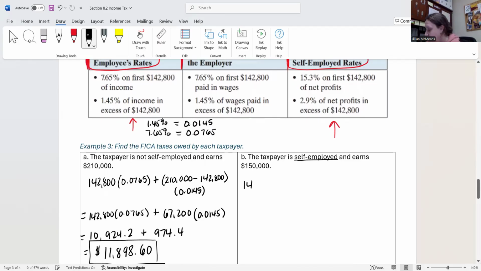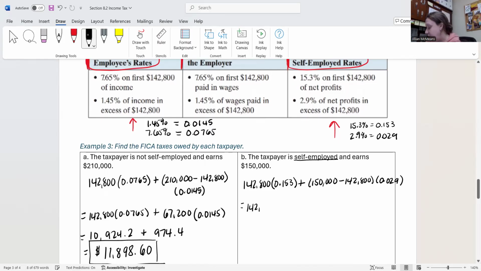So we're going to take 142,800 and we're going to multiply it by 15.3%. So 15.3% is equal to 0.153. So I multiply by 0.153. And then to that, I want to add whatever is left over, which is going to get multiplied at 2.9%. So this employee has a gross income of 150,000. They've already taxed their own income at the 15.3%, so that was 142,800. Whatever is left over is going to get taxed at 2.9%, which is 0.029. So let's clean it up a little bit.